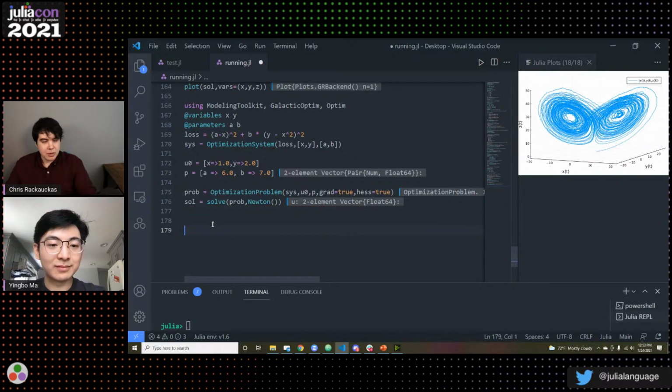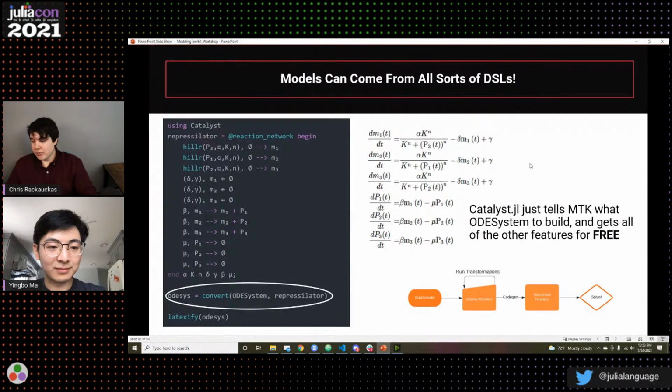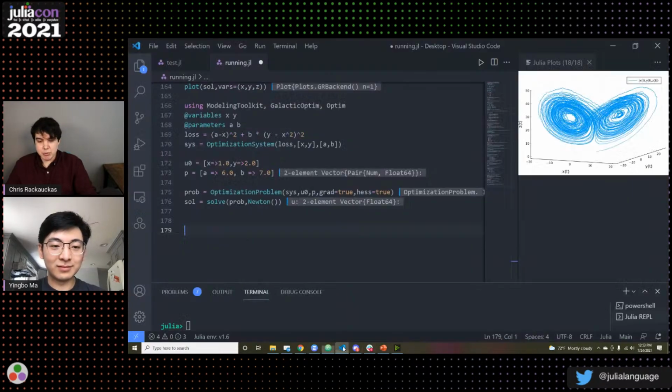Now let's go to another example. I'm going to be really quick here because we only got a few minutes. So here's an example where I'm going to grab one of these DSLs that works with ModelingToolkit.